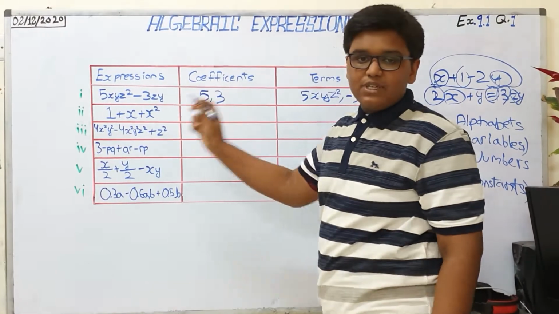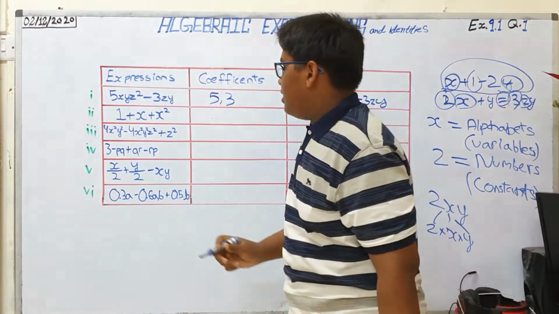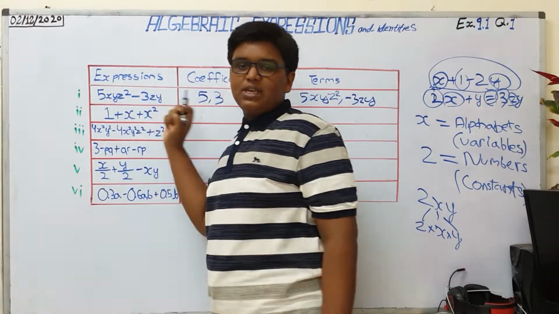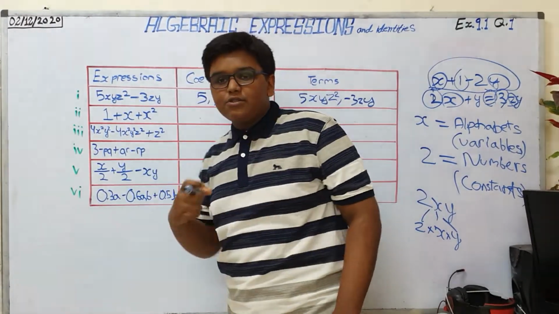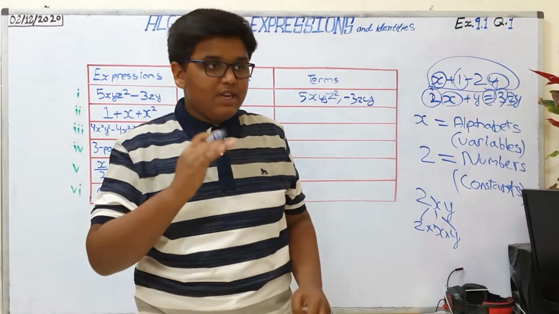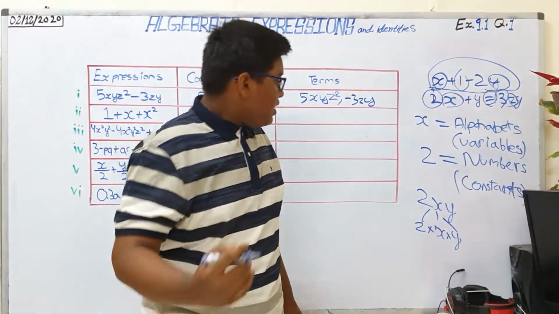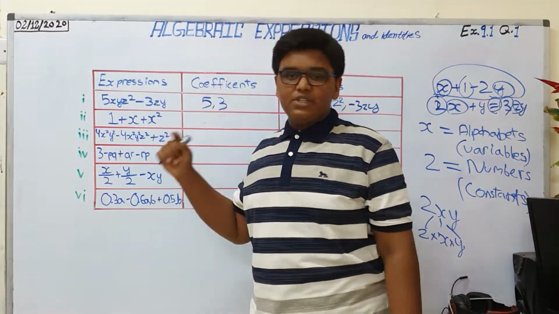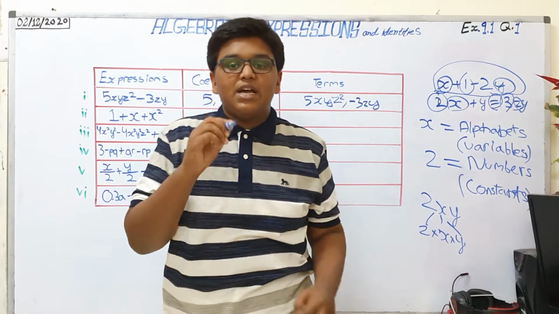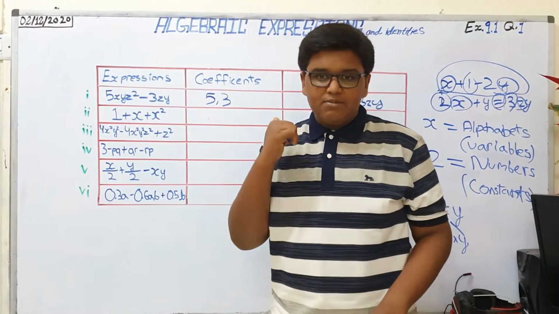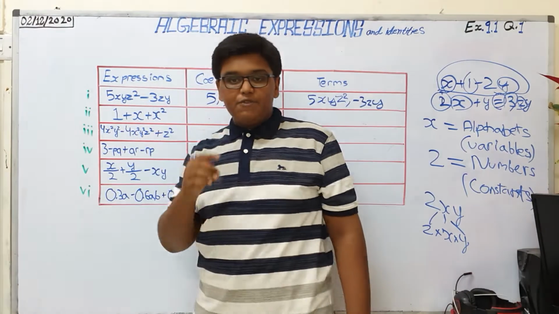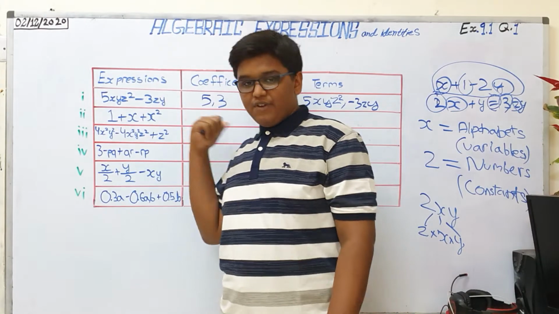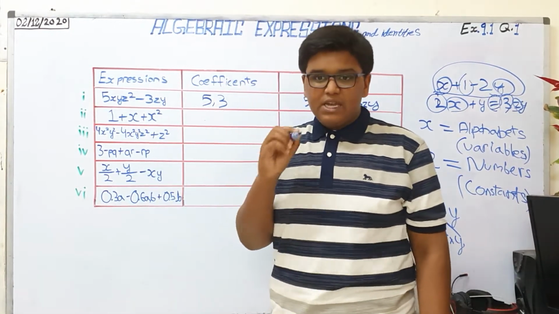Now we have done the first question. What is the second question? The second question is 1 plus x squared. As I said in my previous videos, if a variable has no value or no constant with it, we can keep it as 1.